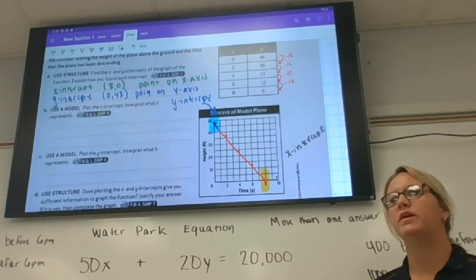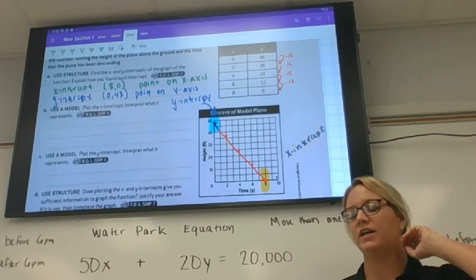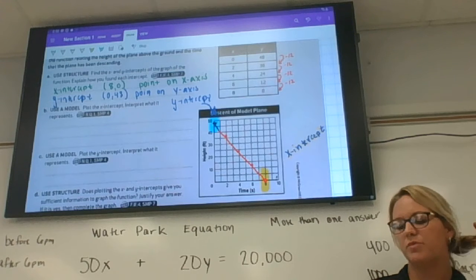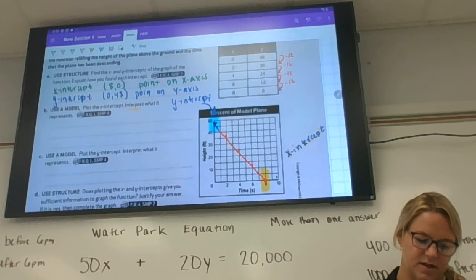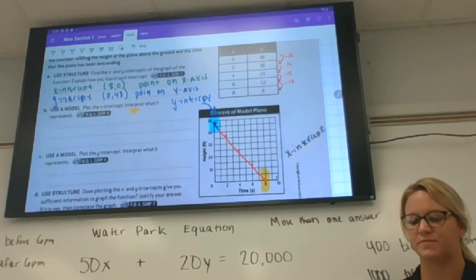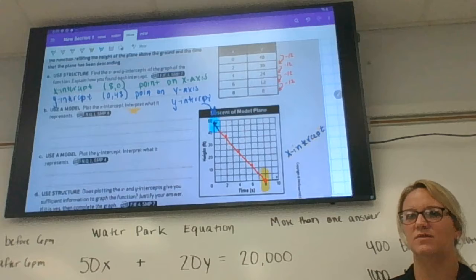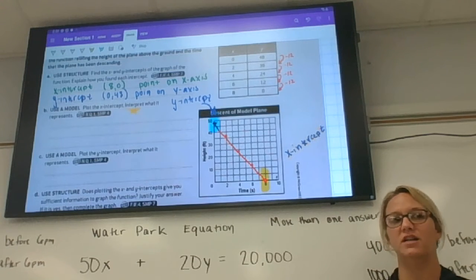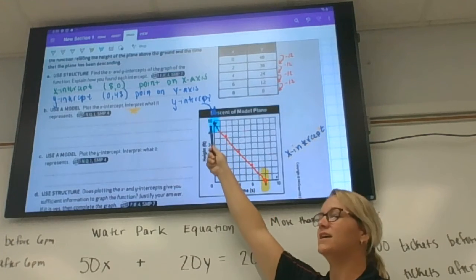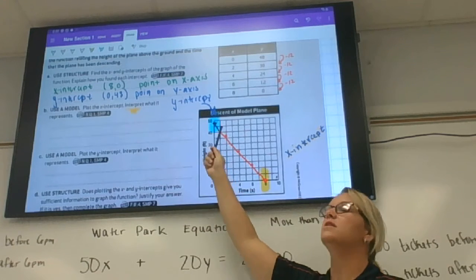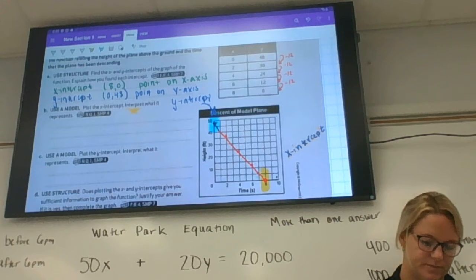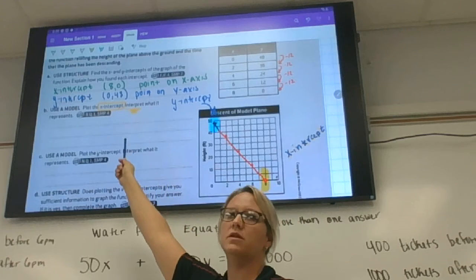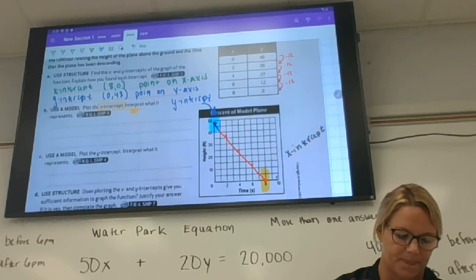All right, so letter B we have done. We have plotted it. Mikhail, can you interpret what the x-intercept represents? I love this word interpret. Ooh, I love what you said, the starting height. But is the starting height the x-intercept? So let's interpret the x-intercept. Maybe you want to box x-intercept. That's what we're explaining.